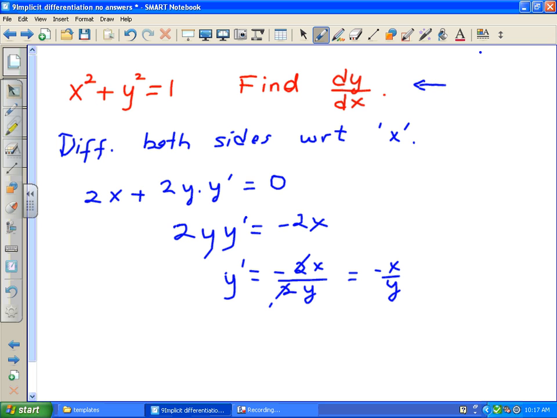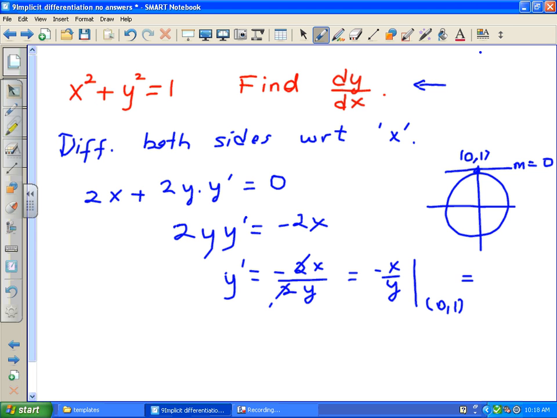I say let's check this, just to see if it makes any sense for the circle. For example, right up here, what do I know about the slope of the circle right at that moment when x is, at this point, x is 0 and y is 1, right? What do I know about the slope at that point? This is a horizontal line. Slope should be 0, right? If you were to plug in the point (0, 1) in here, x is 0, y is 1, what would you get? Negative 0 over 1, which is indeed 0.